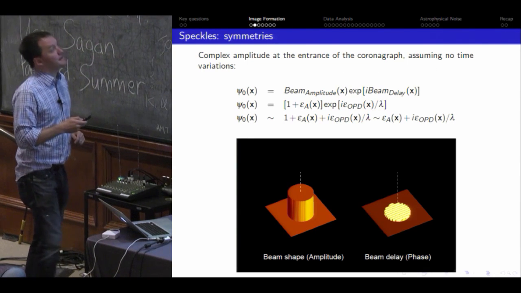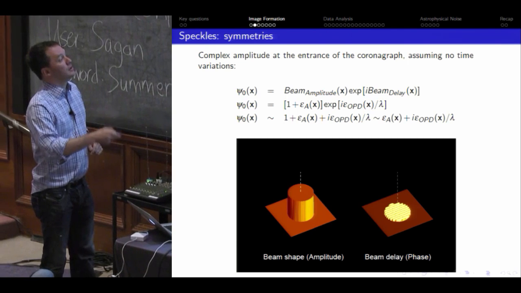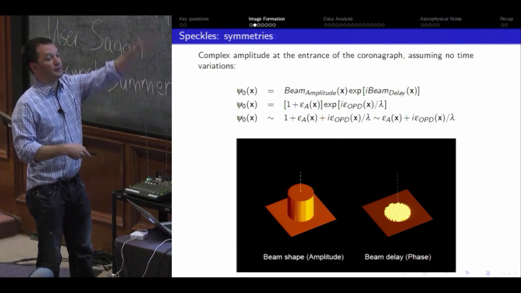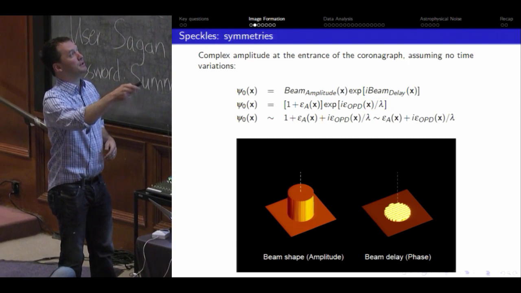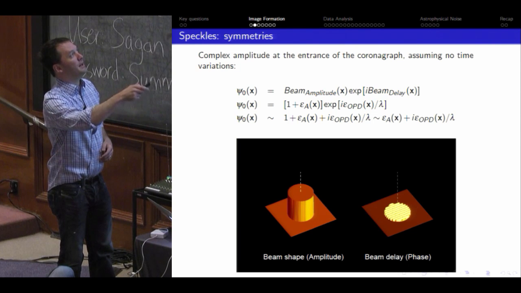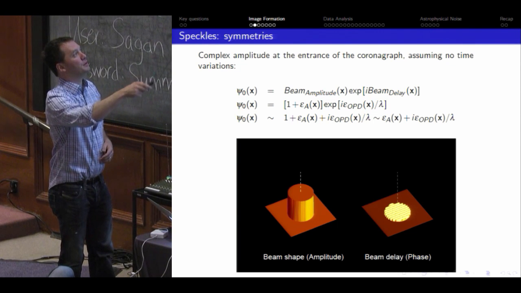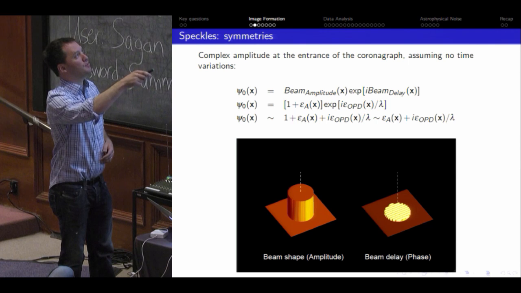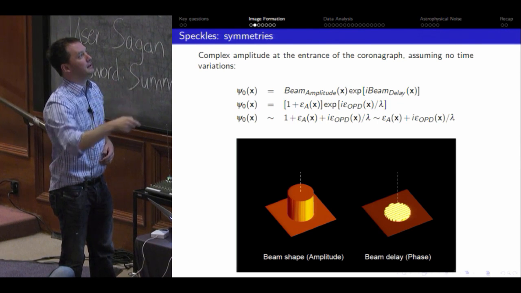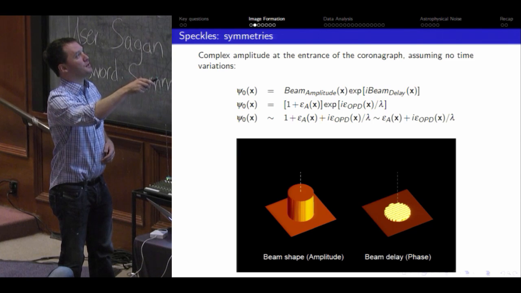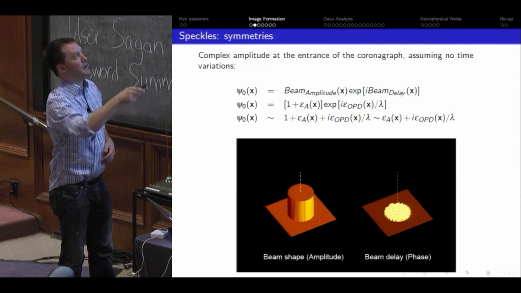So let's look at this noise. It's just an electrical field propagating. There's a beam with an amplitude and a delay. You can write it as a small amplitude modulation and a small delay here. And so it's 1 plus a real number plus an imaginary number. And the 1 goes away.